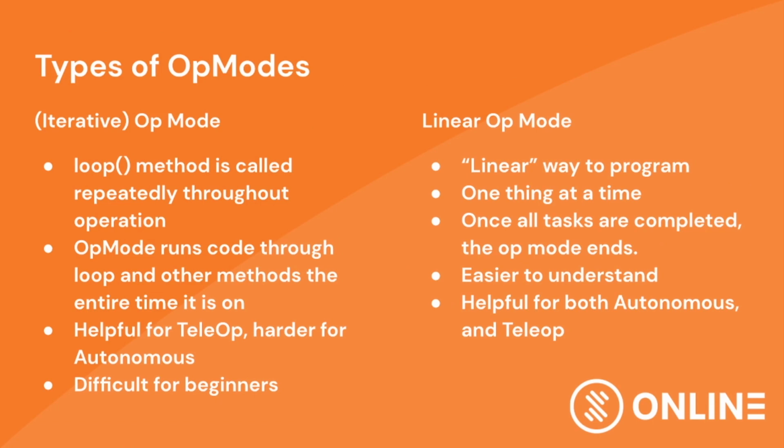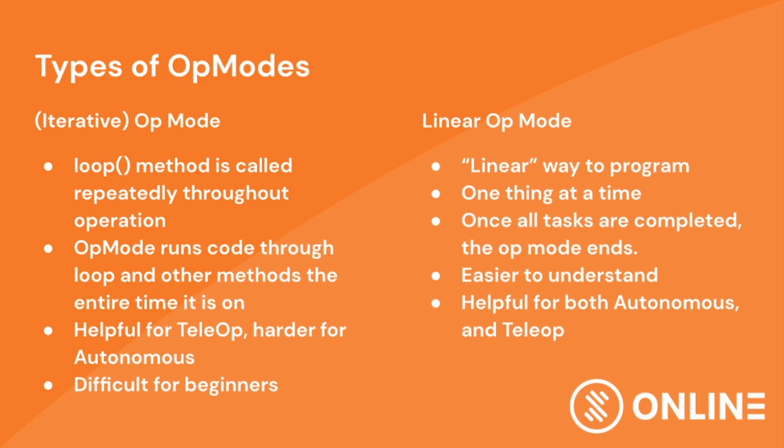So in an iterative OpMode, there's something called the loop method. And we're going to talk about that when we make our first teleop with an iterative OpMode. The loop method is called repeatedly throughout the operation. As long as your program is running, that loop will keep on going over and over and over until you end the program. The OpMode runs code through the loop and the other methods the entire time it's on. I think there's around 5 different methods and it uses all of them.